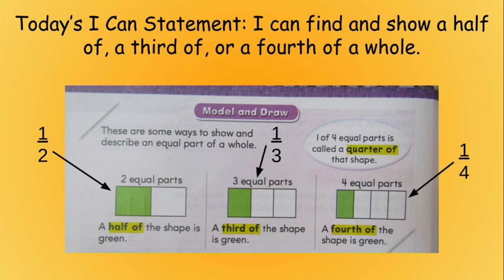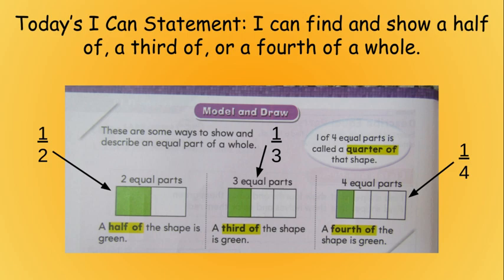The next example has 3 equal parts, and it has a third of the shape is green, so they shaded in 1/3. Again, in my fraction, the top number, 1, is how many pieces I've shaded in, and the bottom number is how many parts there are total. The last example shows 4 equal parts, and a fourth of the shape is green, so they've shaded 1/4. In our little bubble, it says 1 of 4 equal parts is called a quarter of that shape. So you could say one fourth, or you could say one quarter.